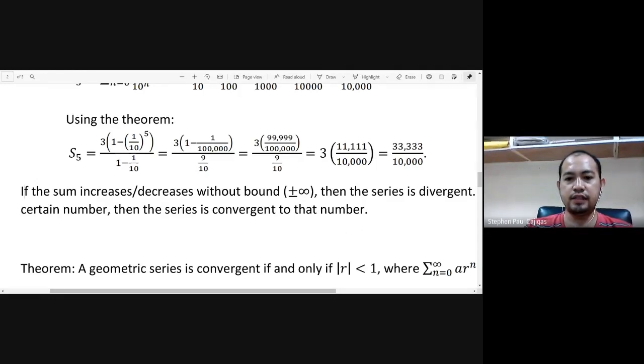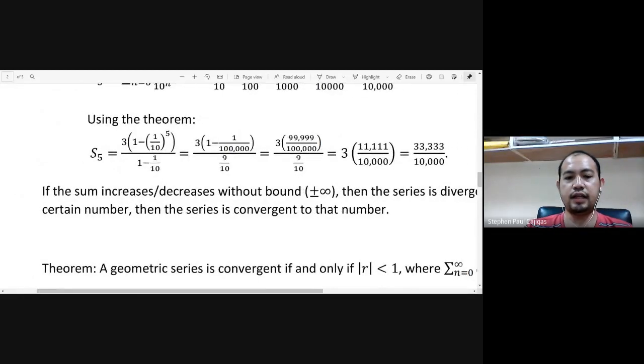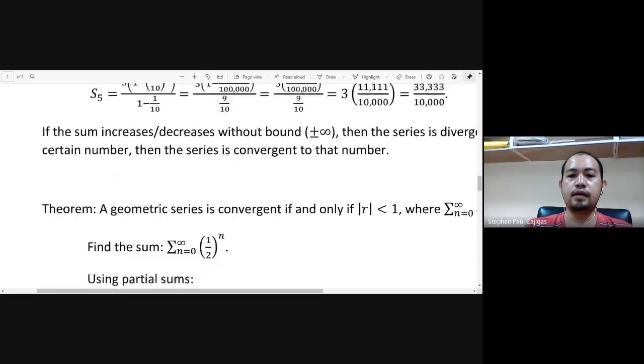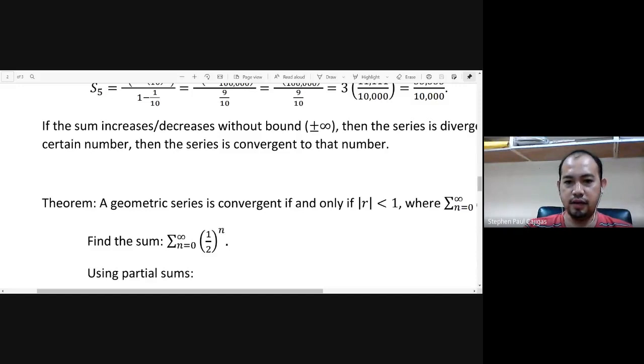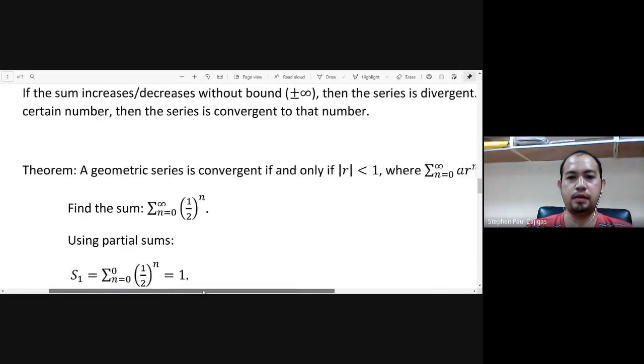However, if the sum is actually a certain number, then we say that the series is convergent to that number. So we can get what it is equal to. So let's now look at a theorem which will allow us to get the actual sum.